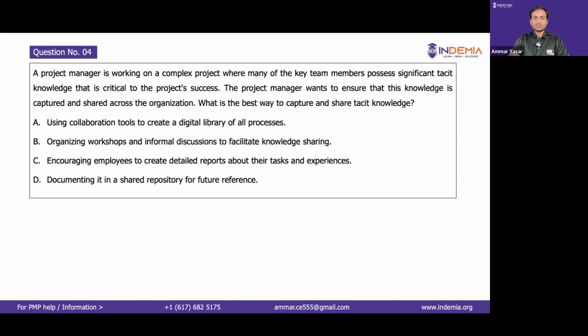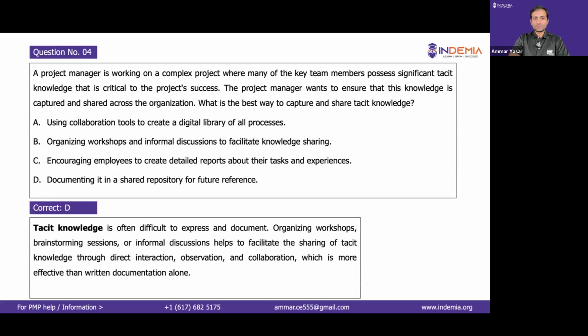D, documenting it in a shared repository. So D can't be right as well because it is difficult to document. So the correct choice is organizing workshops and informal discussion where people can meet and share their experiences. So the correct choice is option B. Tacit knowledge is often difficult to express and document. Organizing workshops, brainstorming sessions, or informal discussion helps facilitate sharing of tacit knowledge. Next question.